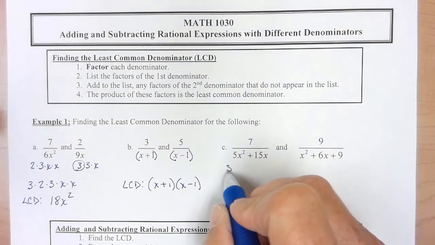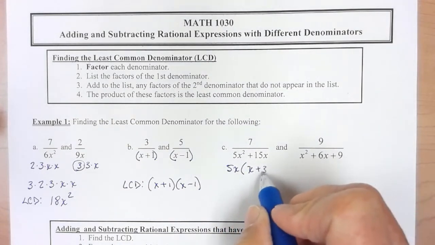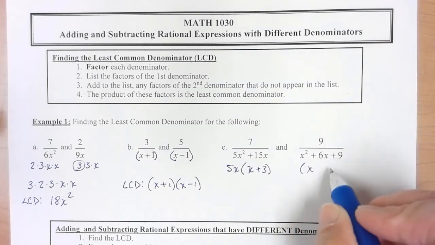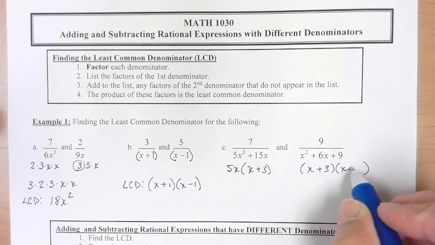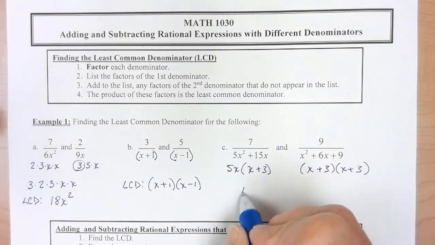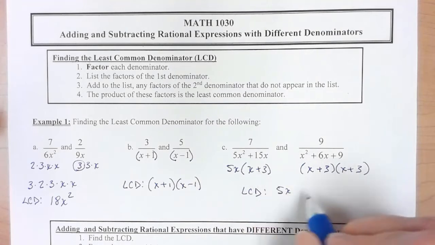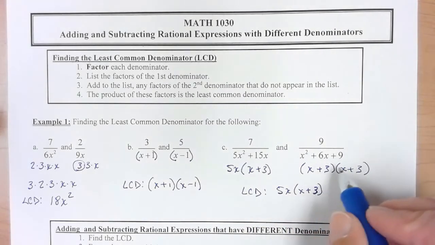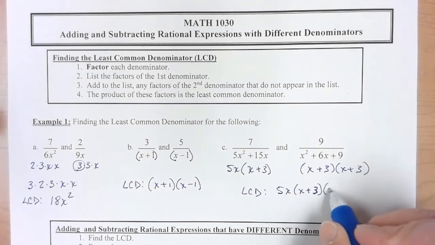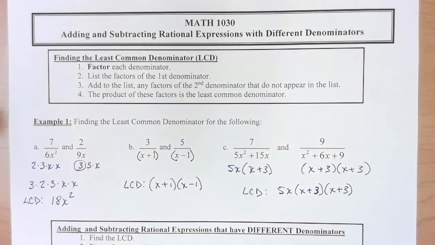This one, I see a 5x I can factor out. This one looks like an x plus 3, x plus 3. So my LCD, I've got a 5x and x plus 3. And I've got one of those, but I have to have 2. So that would be my LCD for that one.